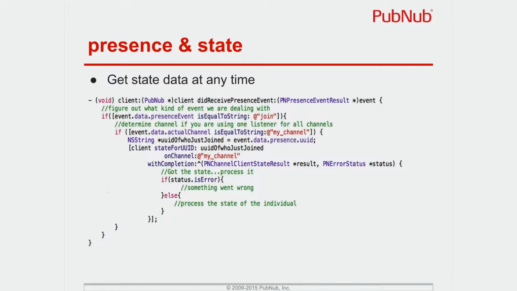And this is the way you typically want to do this because you don't know if the join payload is going to contain a state. You can always check to see if the state is present, and if not, go out and ask for it. But I usually do it this way. State for UUID is the method that you're using to ask for state. It accepts a UUID, a channel, and then as with all non-stream events, it has a completion block associated with it, and it has 2 arguments, PNChannelClientState and an error status. And you would just process that data as it came back.